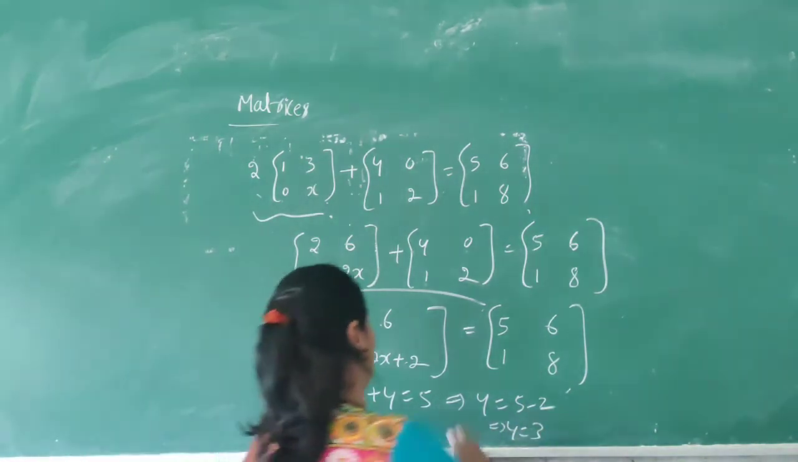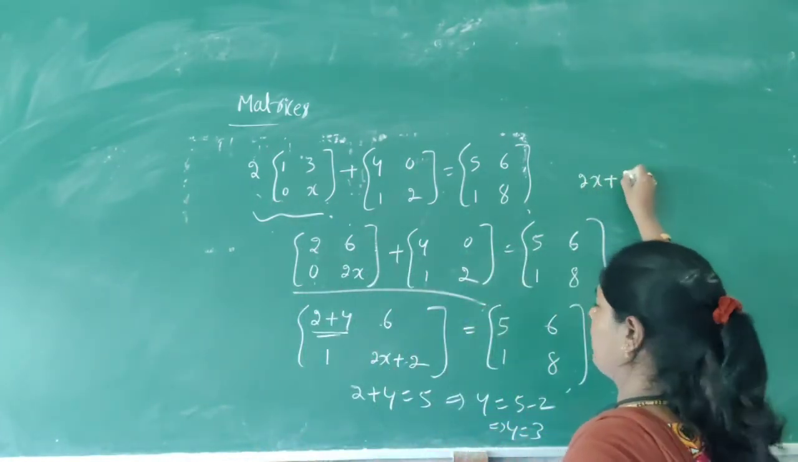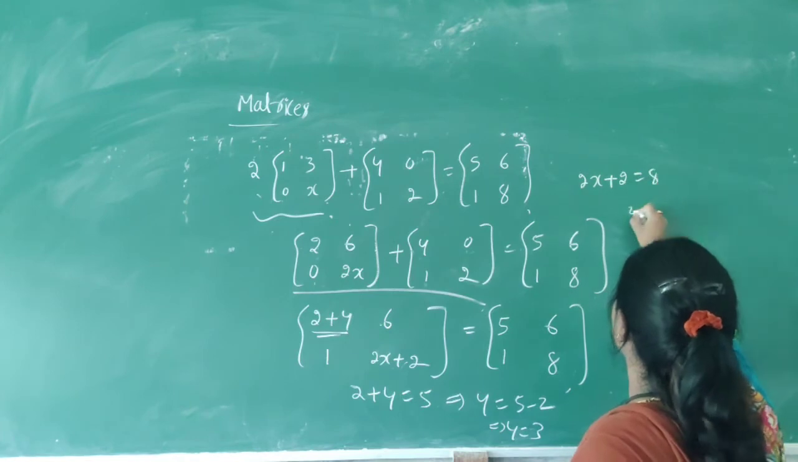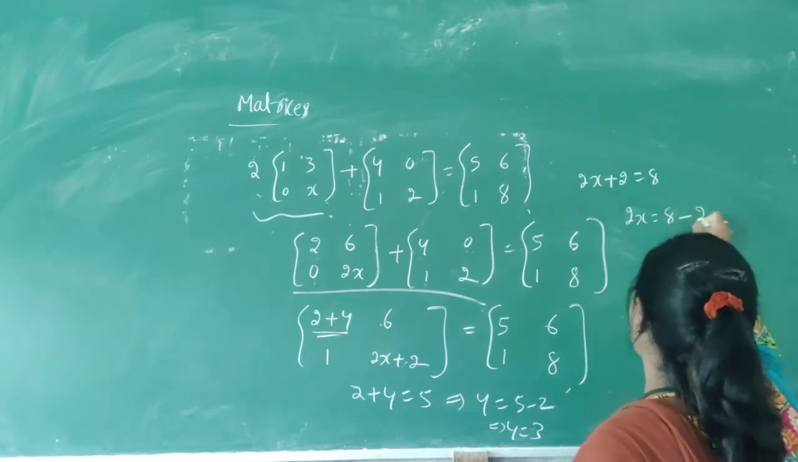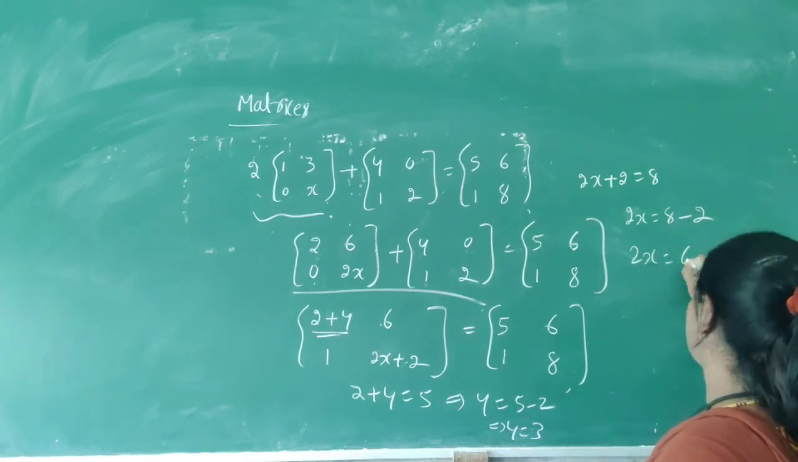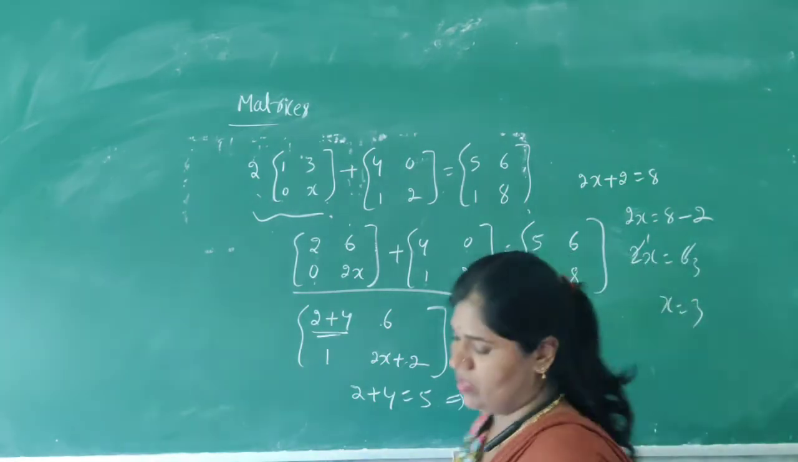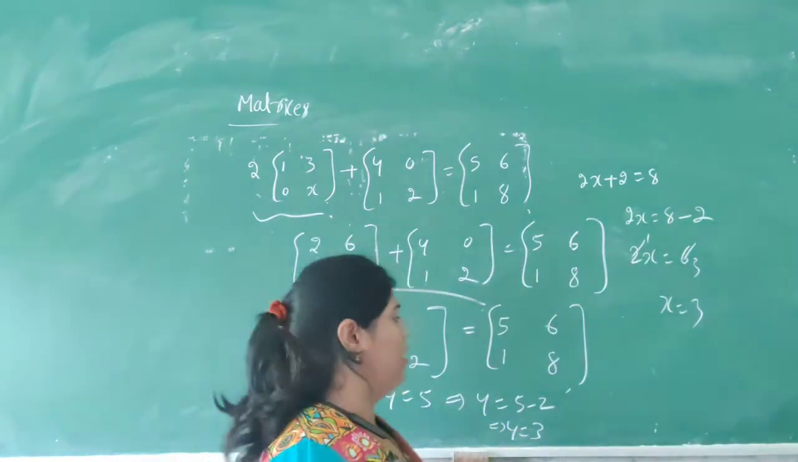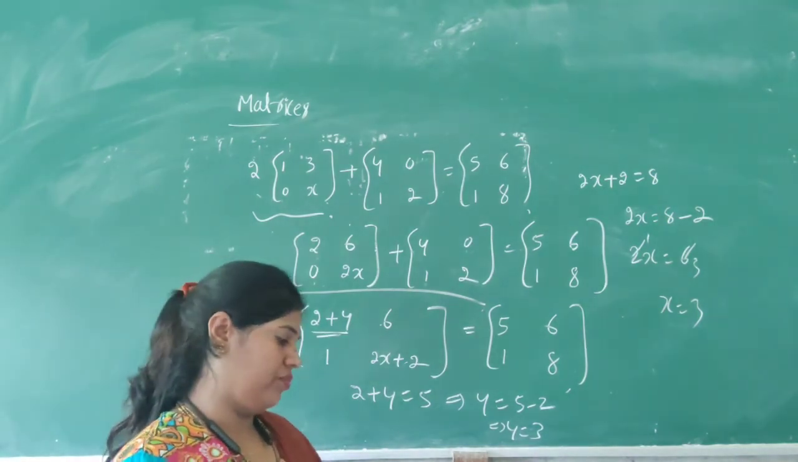Okay, next, which is corresponding to this element, 2x plus 2 is equal to 8. 2x is equal to 8, plus 2 becomes minus 2, 2x is equal to 6, 2 3s are 6, x is equal to 3. Therefore, x is equal to 3, y is equal to what? y is equal to 3.